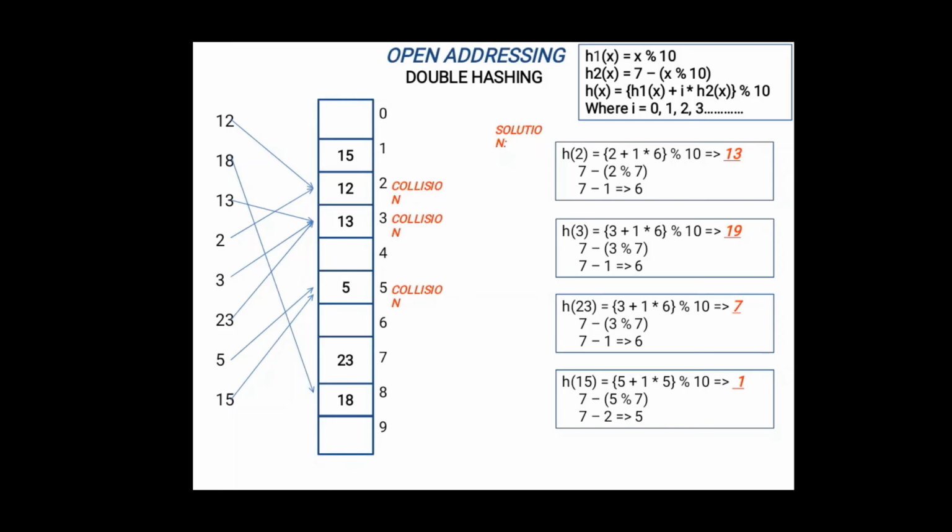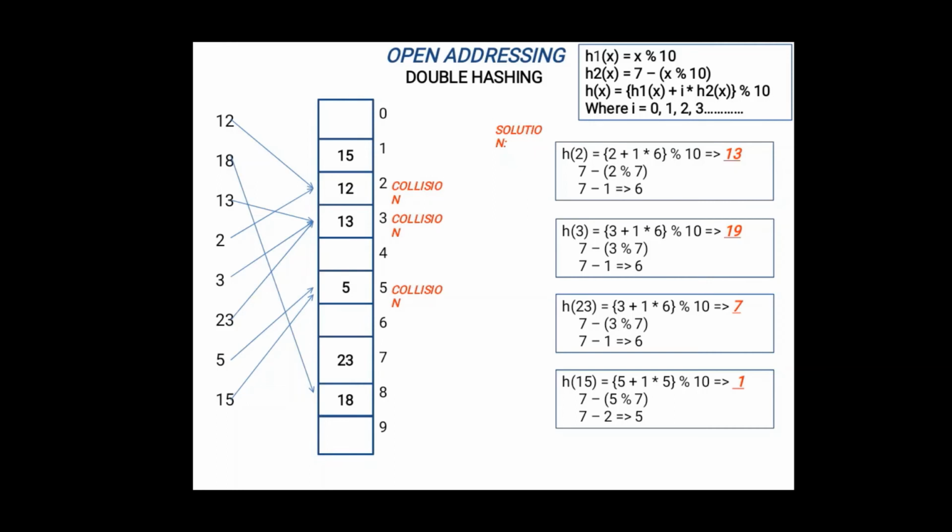12 mod 10 is equal to 2. Next is 18 mod 10, which is equal to 8. Next is 13 mod 10, which is equal to 3. Next is 2 mod 10, which is equal to 2. So there is a collision there. So let's start to solve that one.